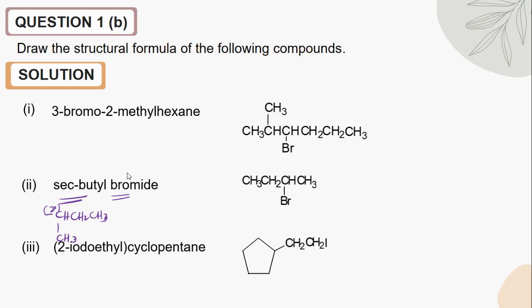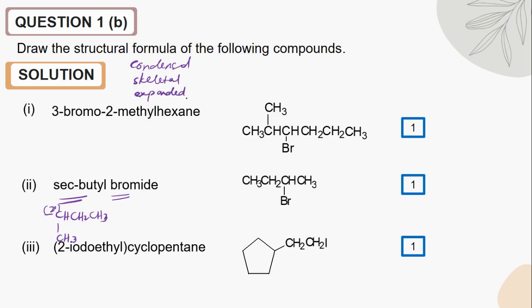So in terms of marks, each of the correct structures gets you 1 mark each. So remember, for drawing structural formula, it doesn't matter whether you draw condensed, skeletal, or even expanded, because these 3 fall under the name structural formula. But I really encourage you to do either condensed or skeletal because they both save a lot of time. I do not encourage you to do expanded at all.